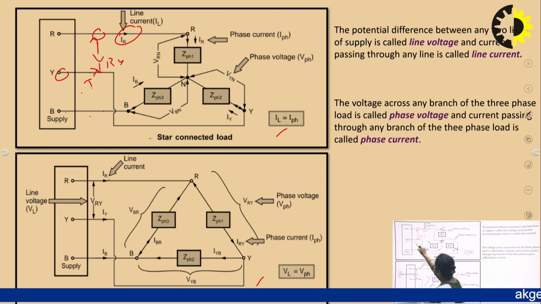Here IY current will flow, here IB current will flow. So these are all line current. Similarly in delta also, this is line current, this is line current, and this is line current. So all these are line current. Now coming to the phase value.